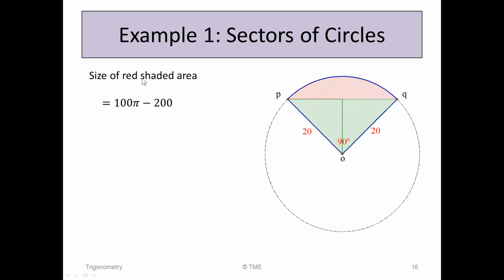So the size of the red shaded area is simply the total area for the total sector, which turned out to be 100 pi, minus the 200 we got for the triangle.